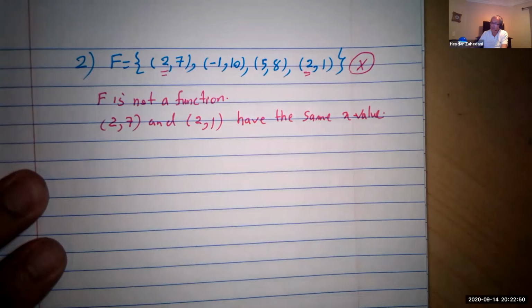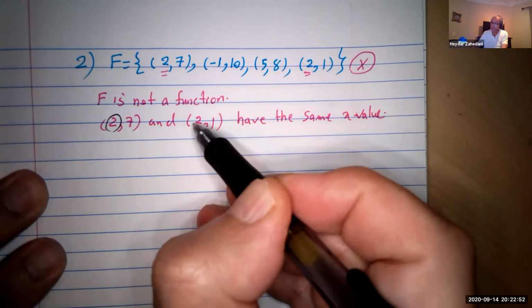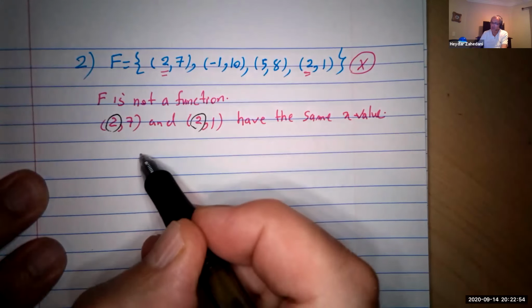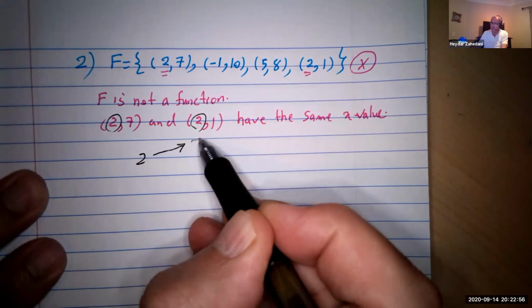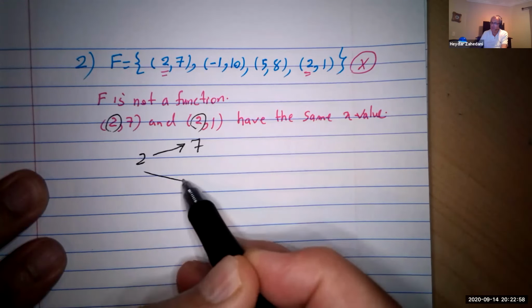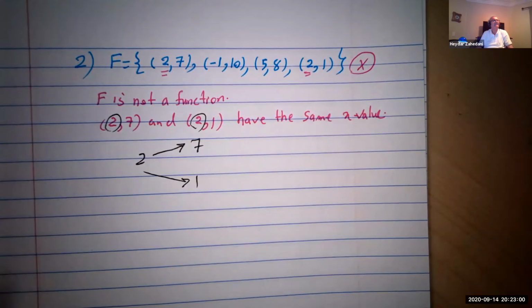Since they share it, you can't do it. You see, 2 is related to 7, and 2 is related to 1. You can't have that. 2 can be related only to 1 value if this is going to be a function. Any question? So from the relation, it's very easy to identify.